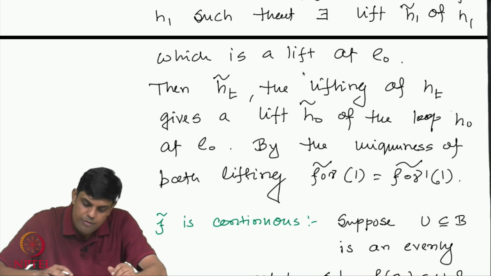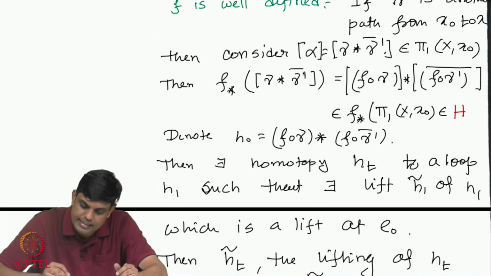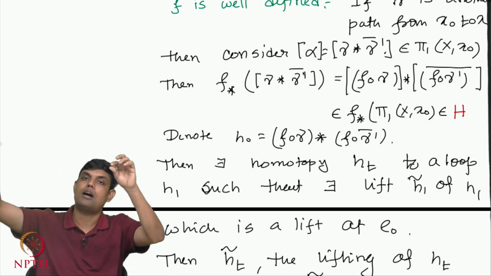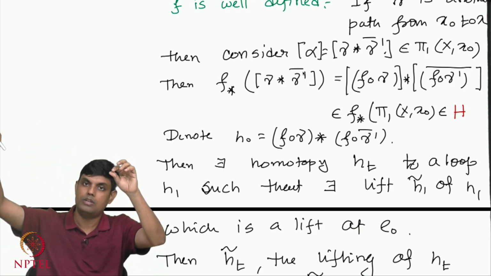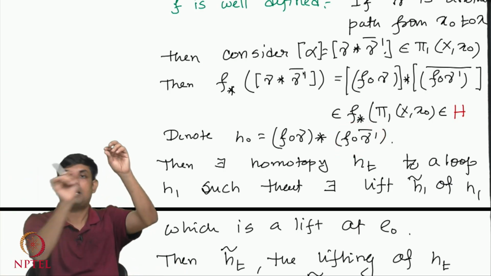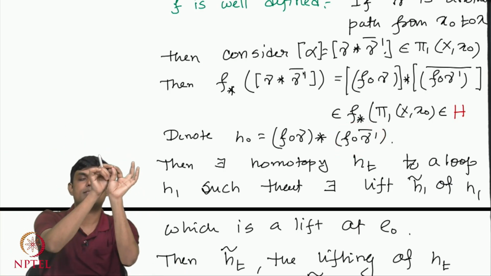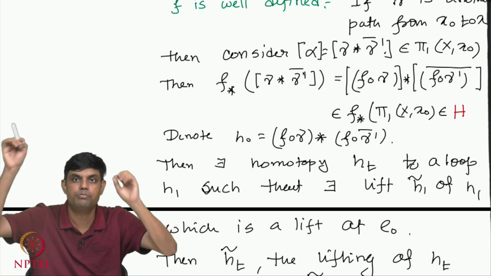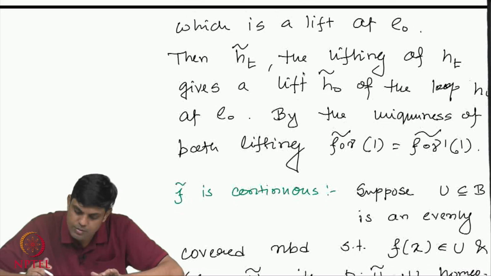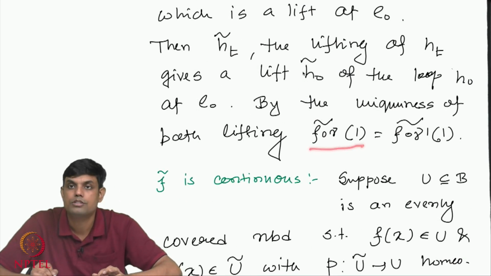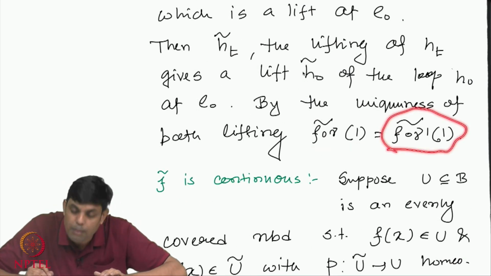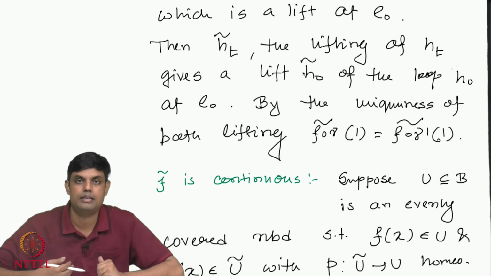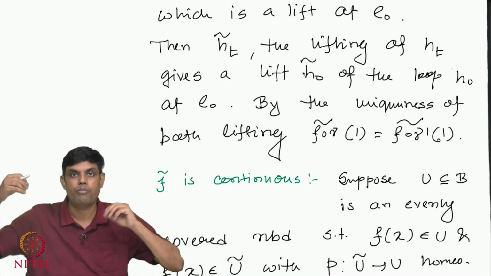In particular, if I look at the lift of this entire thing, it will go from e0 to another endpoint of p inverse of b0, and then the rest of the path will come back here, because this composition is a loop based at e0 and these are also path homotopic. So the endpoint of this path and this path should be the same. By uniqueness, f tilde composition gamma should be f tilde composition gamma bar, which tells you that f tilde is well defined. No matter which path you choose, the endpoint should be the same.